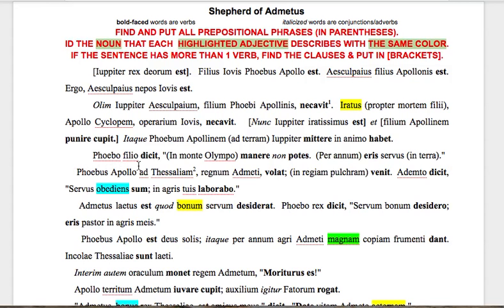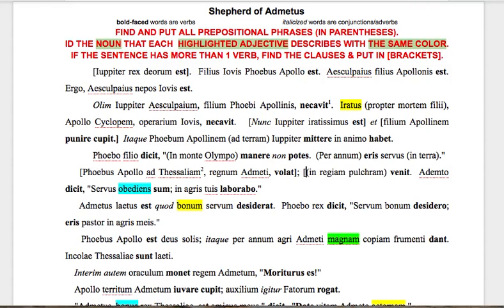Phoebus Apollo ad Thessaliam regnum Admeti volat; in regiam pulchram venit. So you'll notice I have two verbs, venit and volat. I notice that I also have a semicolon after volat, which should be a punctuation mark that we are all familiar with. We use that in English to separate two ideas, and it's going to do the same thing here in the Latin.